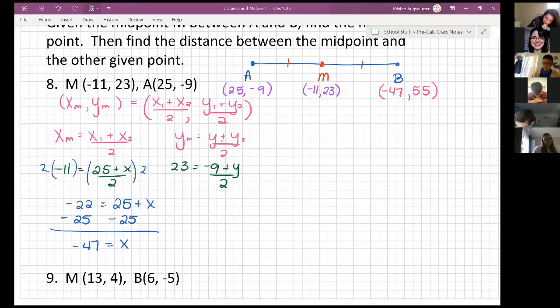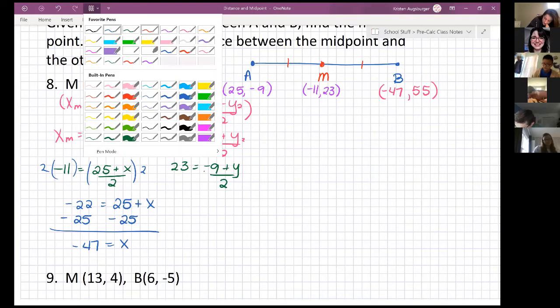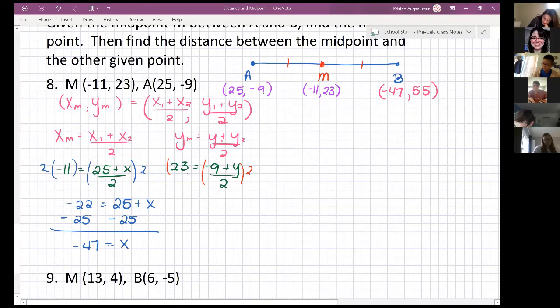Same thing with the y. You work through the exact same steps. You would say, okay, times both sides by 2. And you'd have 46 is -9 plus y. Add 9. And y is equal to 55.